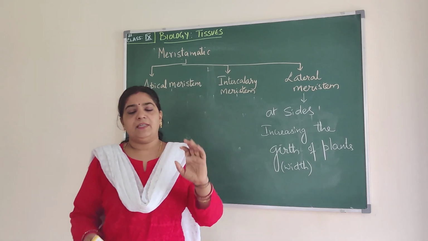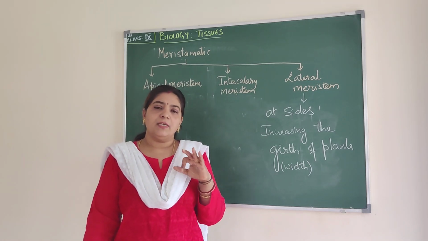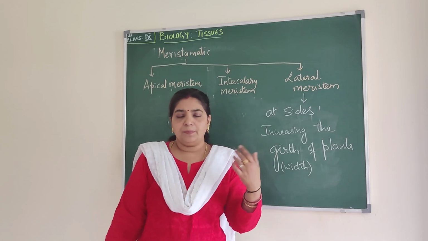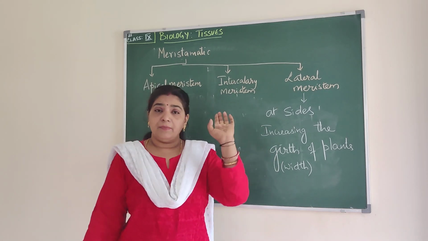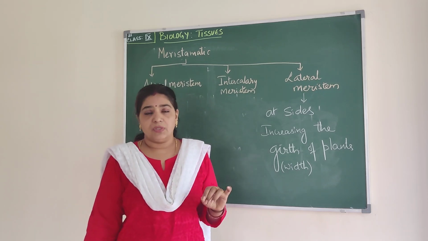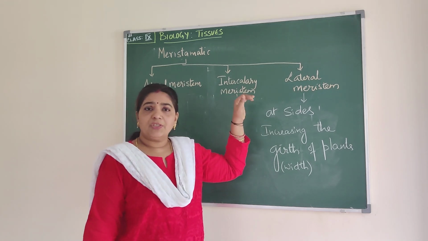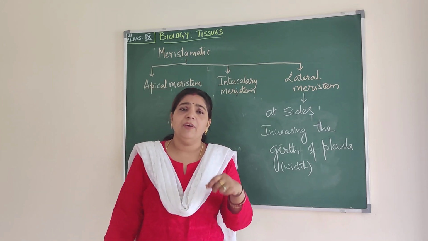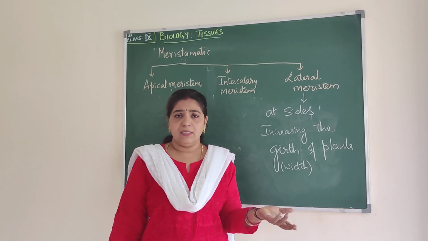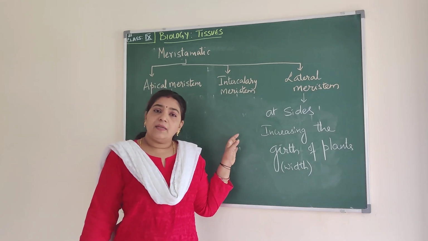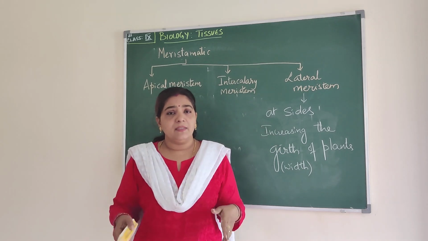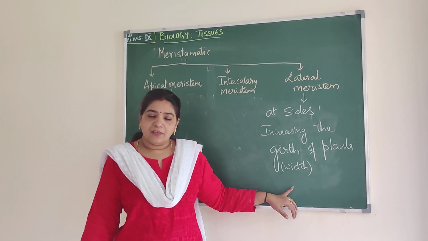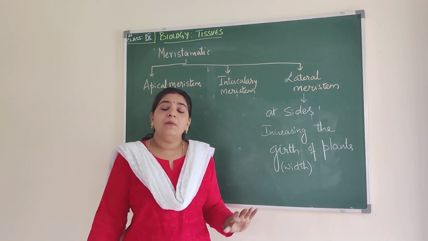I hope you understood the three types of meristem. We have apical meristem, intercalary meristem, and the lateral meristem. Now you know where each is present. Apical meristem is present at the root tip as well as the shoot tip. Intercalary meristem is present between the nodes, the nodes and the internodes. We know very well it is usually present in the monocots, which will help in stem elongation, and it is present at the base of the leaf. Whenever any herbivore feeds on the grasses, the new leaves are formed because of the intercalary meristem. Lateral meristems are present at the sides of the plant, which will help in increasing the girth or the width of the plant. I hope you have understood. Next we'll learn about the permanent tissue.